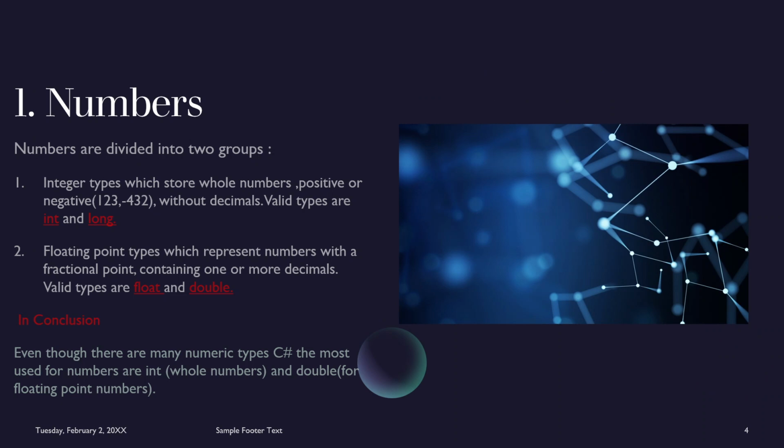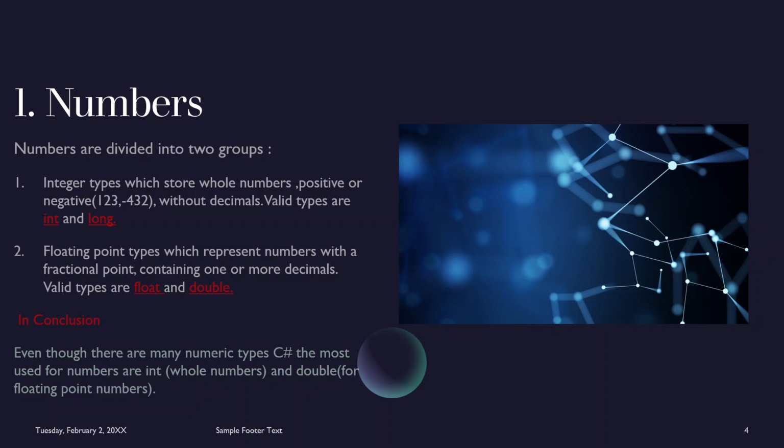Let's look into the numbers. Numbers are divided into two groups. There's the integer types, which store whole numbers, positive or negative, without decimals. Valid types are int and long. So whenever you want to store a positive whole number, you would commonly lean to using int and long data types. Floating point types, which represent numbers with a fractional point containing one or more decimals. Valid types are float and double.